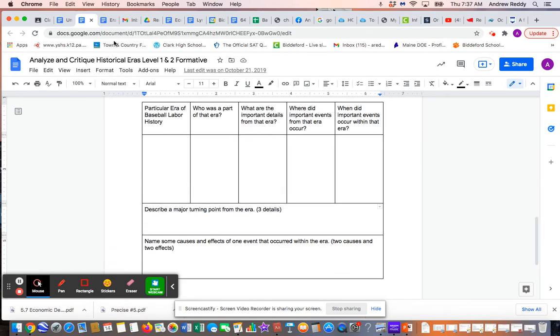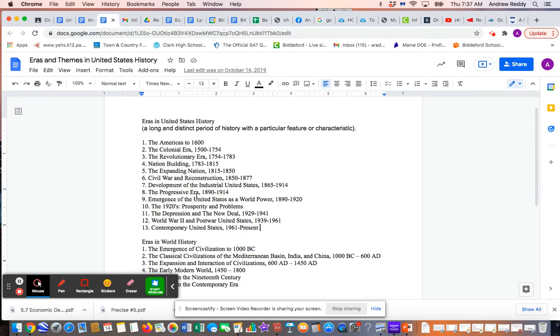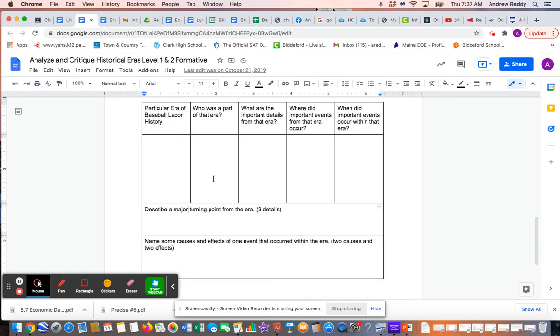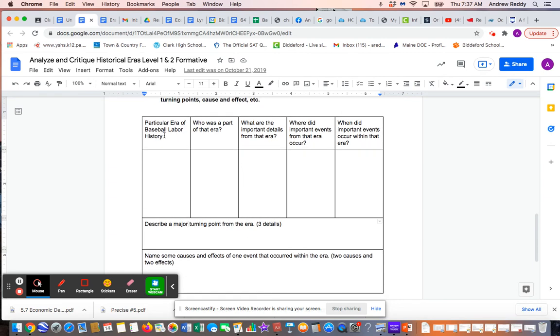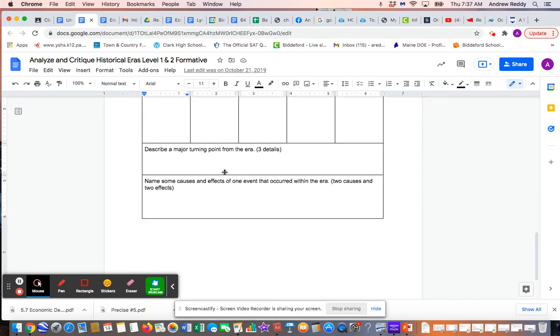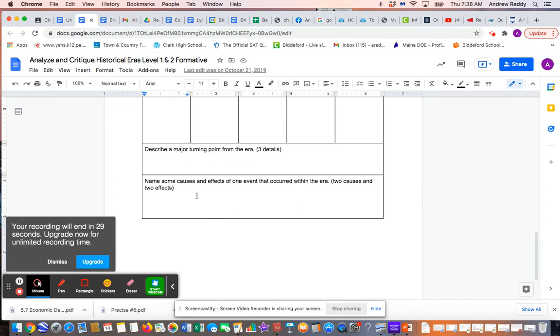So again, you're going to choose an era from this list here, and then talk about various things that occurred during that era. Again, the focus is not just anything during that era, but baseball labor history. Who was part of it? What are the important details? Where did events occur? When did events occur? Why were there changes that occurred? Turning points, in other words, and name some of the causes and effects of that event.